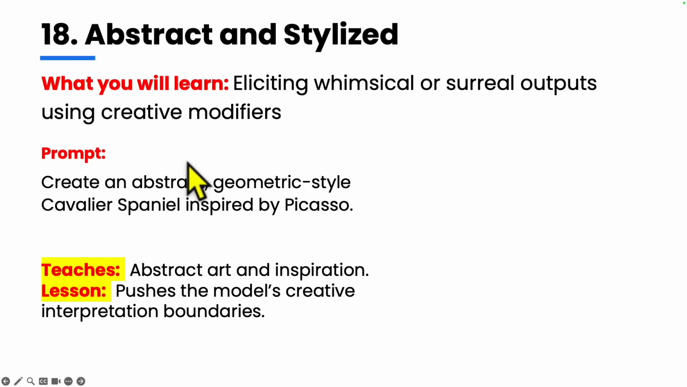Here we are pushing the model by telling it to create an abstract, just use your imagination, and we are adding style here, like telling it to follow a geometric style, and then adding one more element or style by telling it to use Picasso's format. So the model has to understand quite a lot of things to do this.